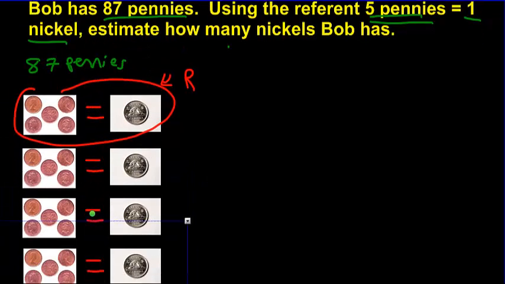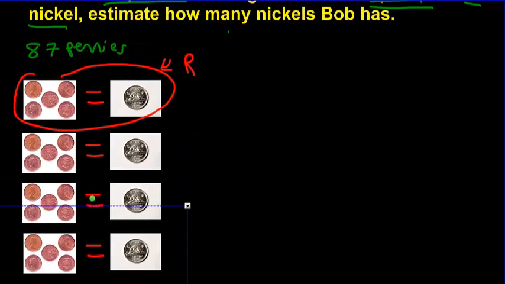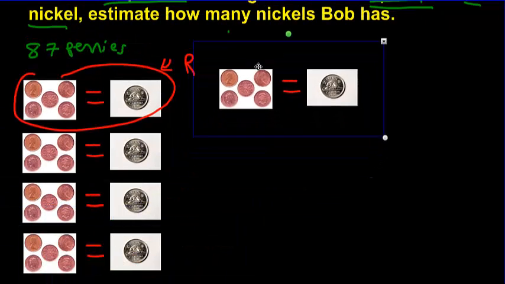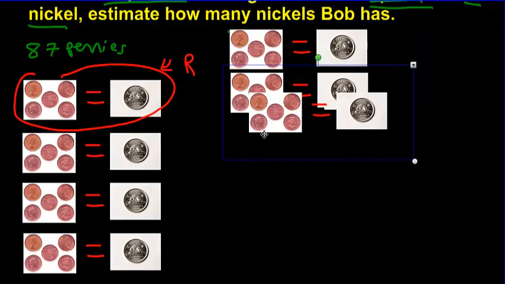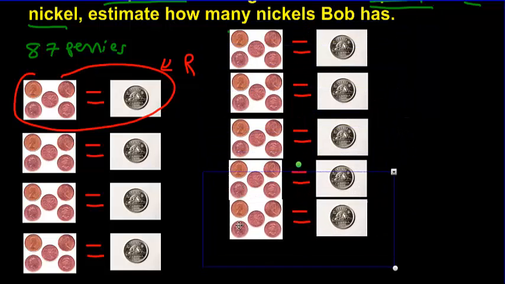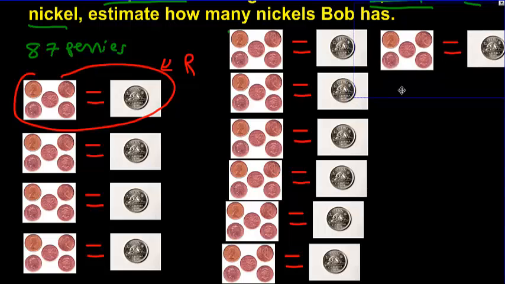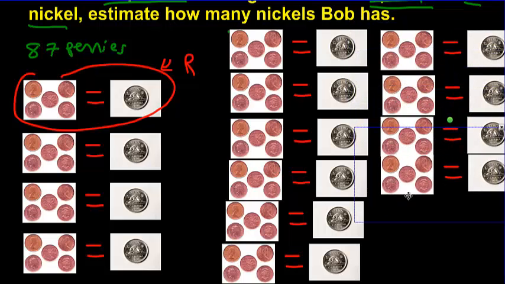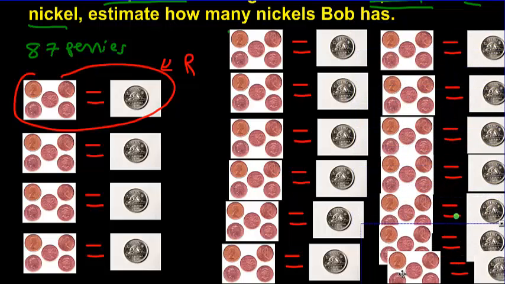Let's do this. So what do I got? I got 5 here, 10, 15, 20, 25, 30, 35 pennies, 40 pennies, 45, 50, 55, 75, 80, I need one more, let's do this. 85, okay, let's push it in here.